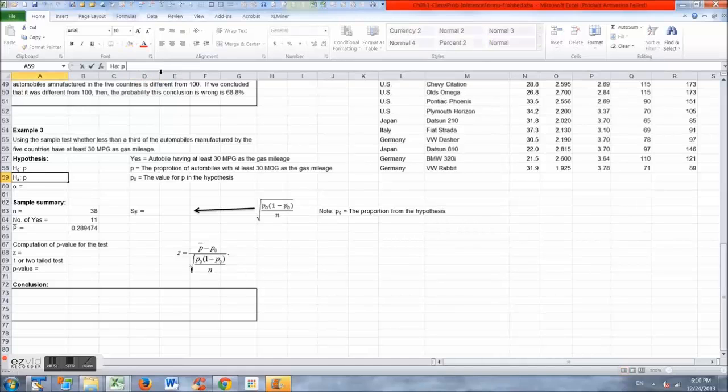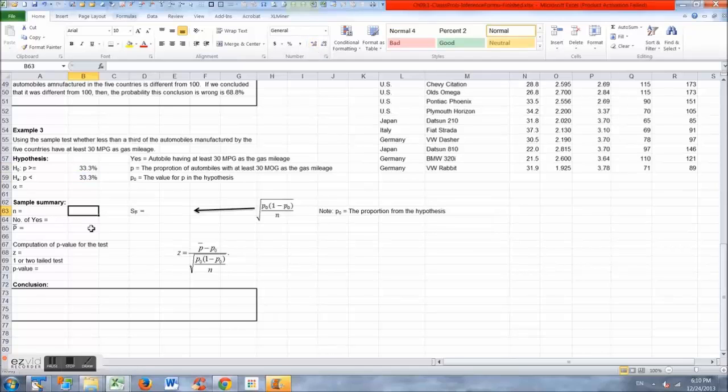Generally speaking, it is easy to set up the alternative hypothesis, and that is given by less than a third. So less than a third, put the third as 1/3 in a separate cell. So the null is also 1/3, the opposite of the alternative. So it will be greater than or equal to. We can express this as a percentage. So now we need to set up the sample summary.